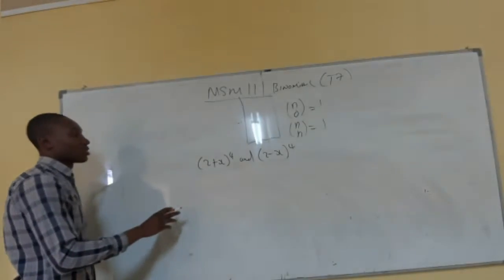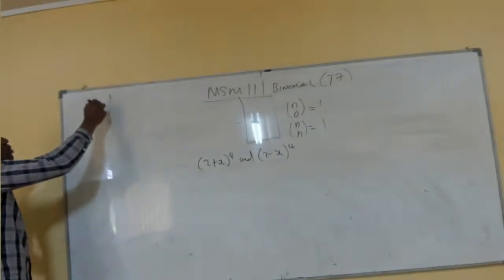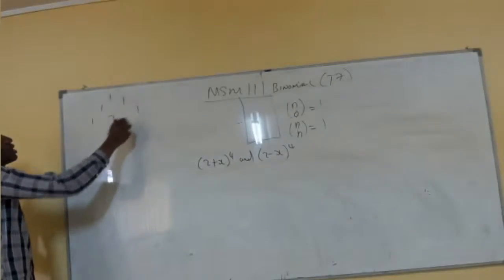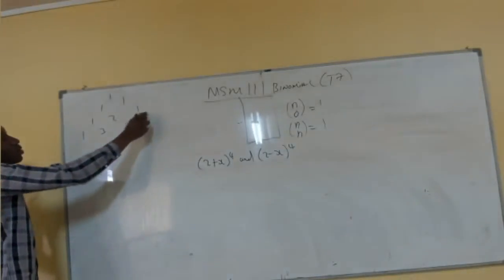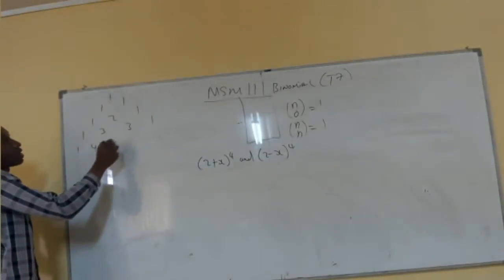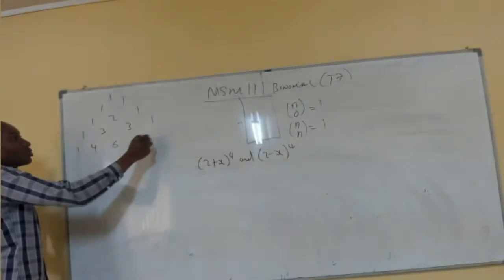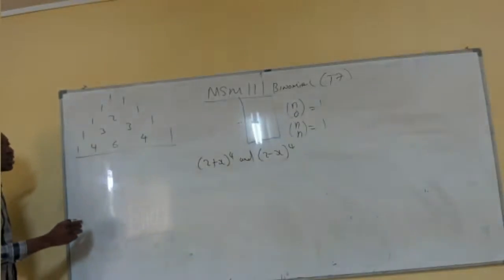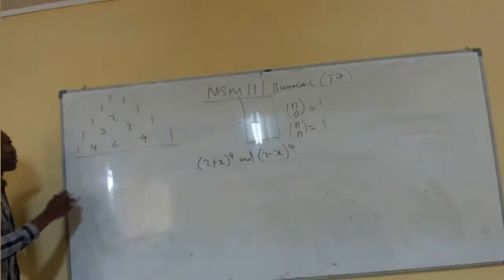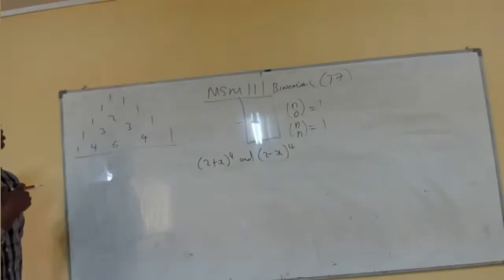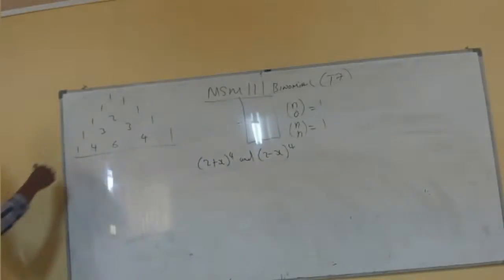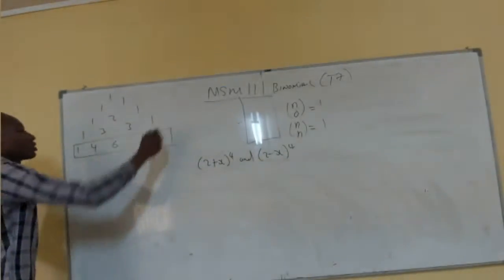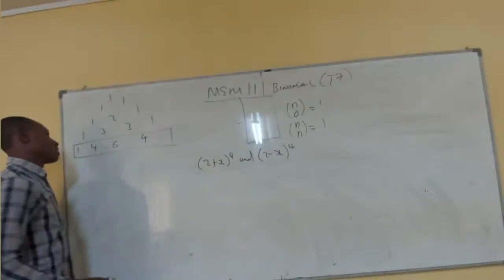We can still use Pascal's triangle, okay? So 1, 1, 1, 1, 2, 1, 1, 3, 3, 1, 1, 4, 6, 4, 1. So these are the coefficients of the expansion by Pascal's triangle. Okay, so since we're dealing with these coefficients, what is the expansion for this?